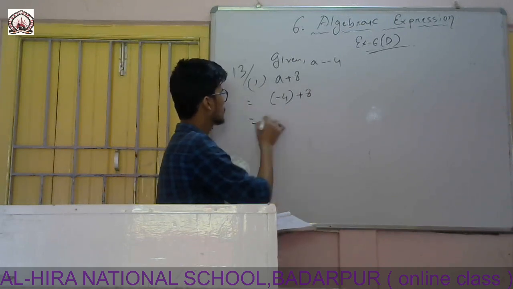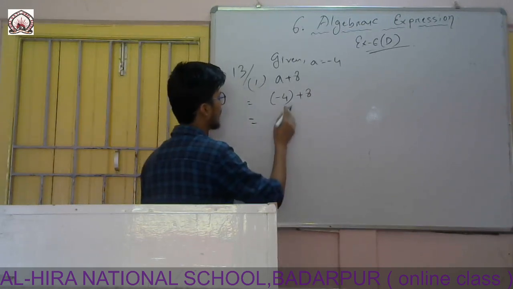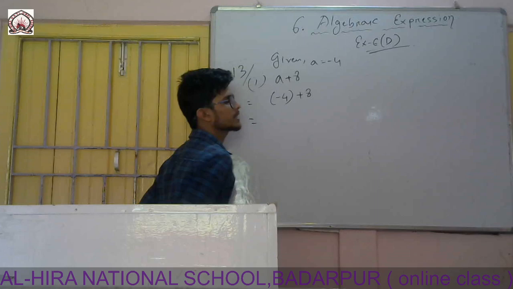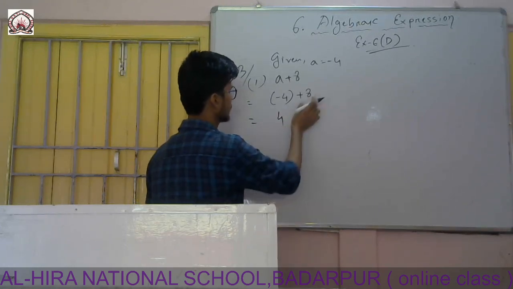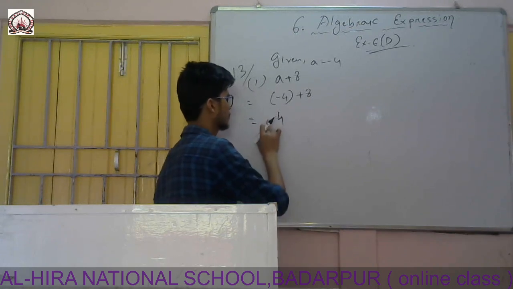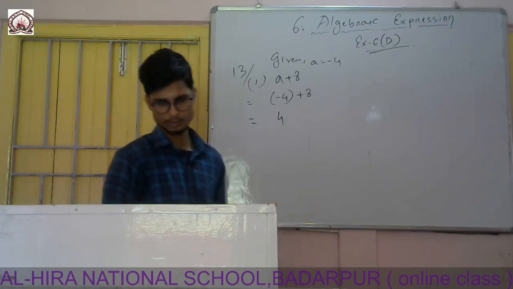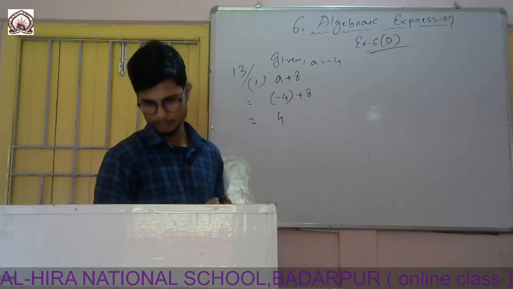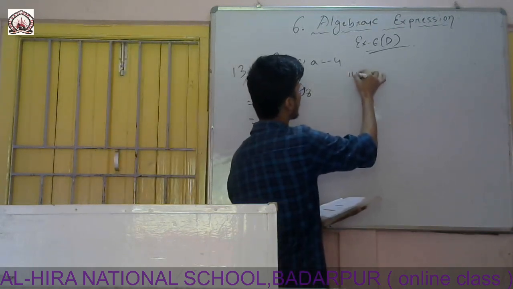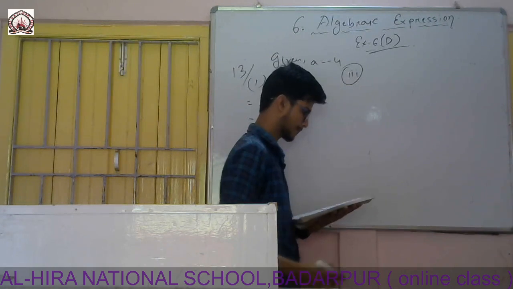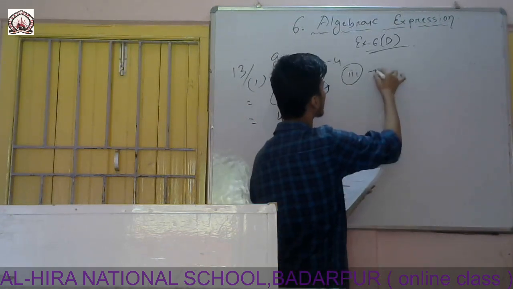Okay, so now I have to solve this one. So minus 4 plus 8: minus plus it is minus, 8 minus 4 is 4, and since 8 is greater, I will put plus sign, so the answer will be positive. Okay, so now Roman number 3, 2 you try.